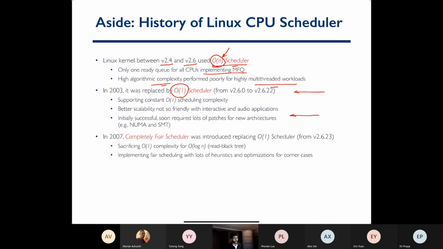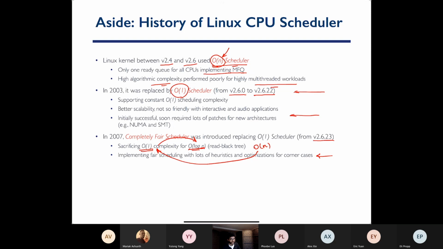So very soon it changed. This was from version 2.6 to version 2.6.22. In kernel version 2.6.23, the scheduler changed from O(1) to the completely fair scheduler. The completely fair scheduler kept this efficiency but had to sacrifice O(1) for O(log n). So it was still better than O(n). We first went from O(n) to O(1), but then from O(1) to O(log n). But it had a better fair allocation.